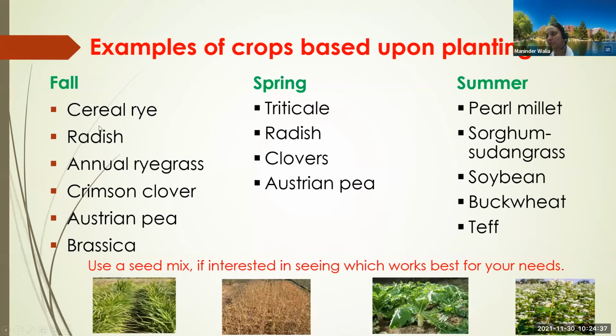But if we are looking for winter annuals, they can be seeded in the fall, about 4 weeks prior to the fall frost. Some of these crops will survive the winter, but some will die over the winter. So it depends upon the choice that we make, whether we want ground cover throughout the winter, or just want to overwinter with nothing growing in the spring. But if you are interested to learn more, it is always good to use a seed mix and find out which works best for your needs.